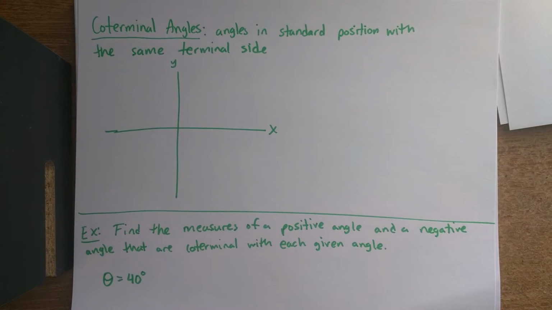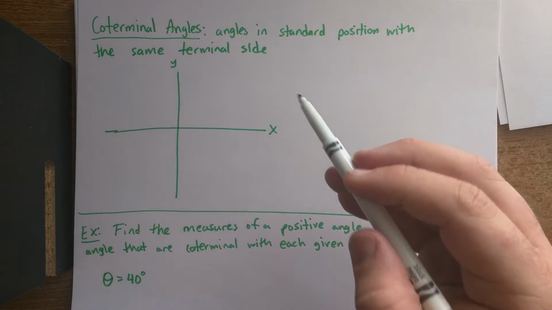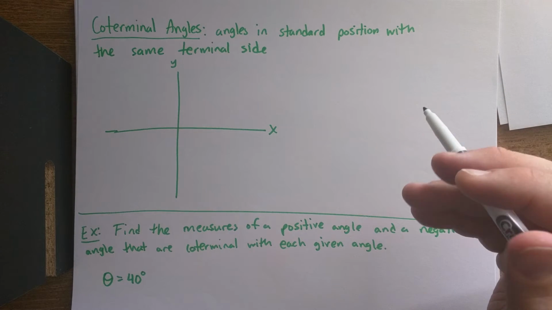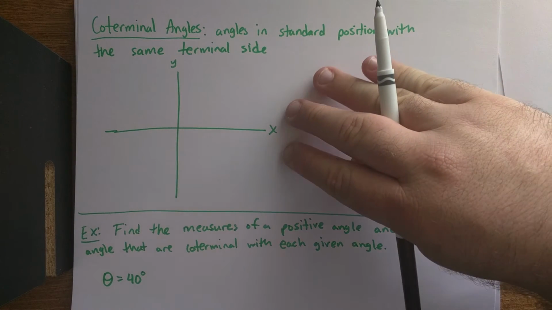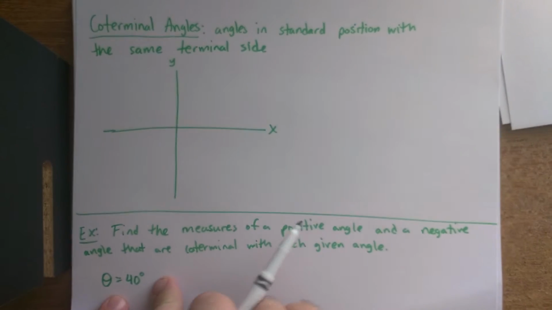Okay, let's talk about coterminal angles. Coterminal angles are angles in standard position with the same terminal side. So go ahead and draw this real quick, and you can write down the example as well. So I'm going to show you what it looks like as a graph, but I'm going to show you how to do it algebraically as well.